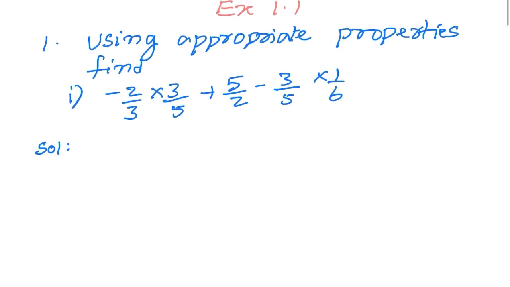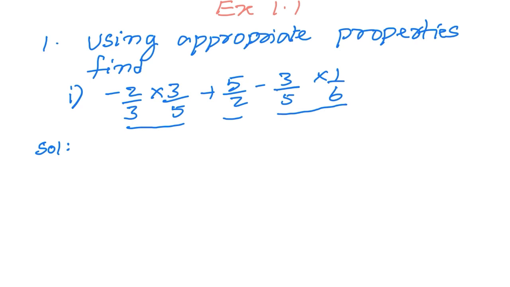See here, the first one given is minus 3. Okay, first one, let us take the first one: minus 2 by 3 into 3 by 5 plus 5 by 2 minus 3 by 5 into 1 by 6. See, this product is a term. 5 by 2, this is a term. This is all one term.